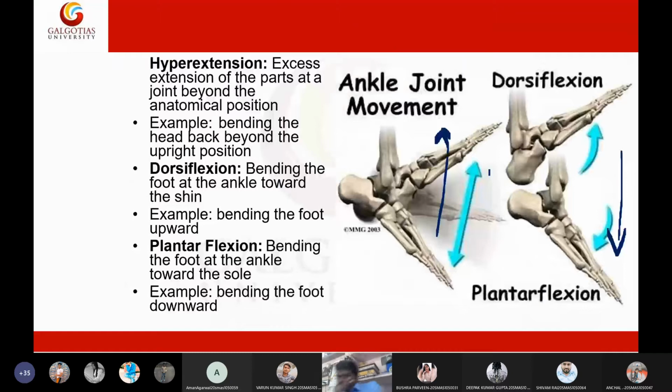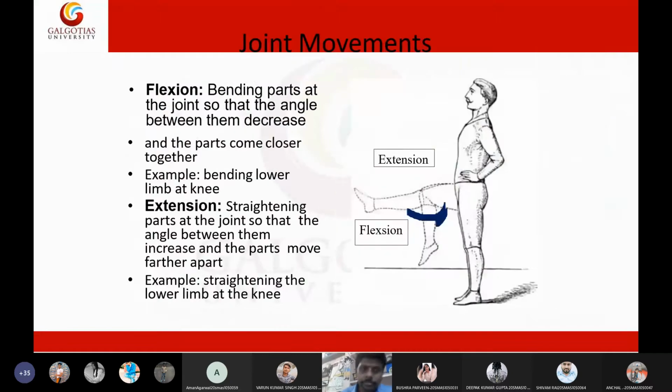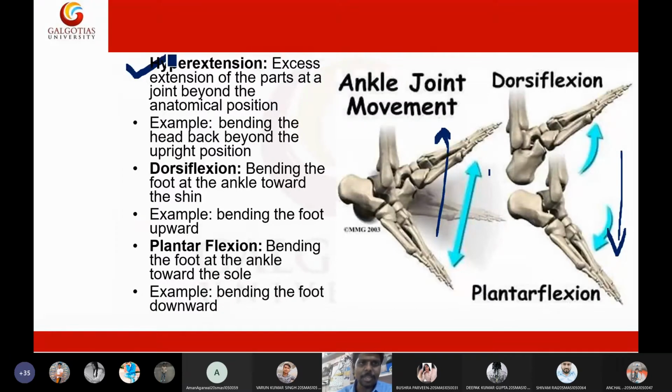So a quick revision. Flexion means decreasing the angle between the flexor surfaces, whereas extension means increasing the angle between the flexor surfaces. So flexion and extension. Then hyperextension means moving beyond the capability of the movement. Then we have dorsiflexion and plantar flexion. Dorsiflexion means moving the foot upward. Bending the foot upwards is called dorsiflexion, and bending the foot downwards is called plantar flexion.